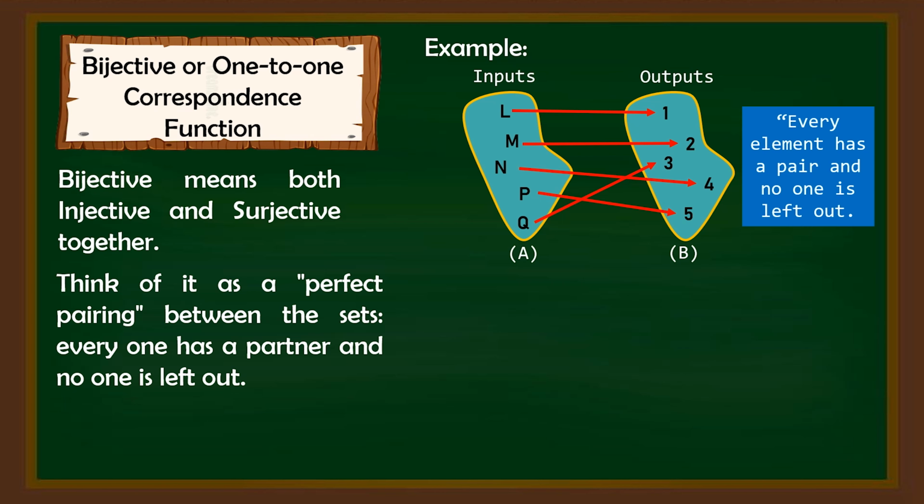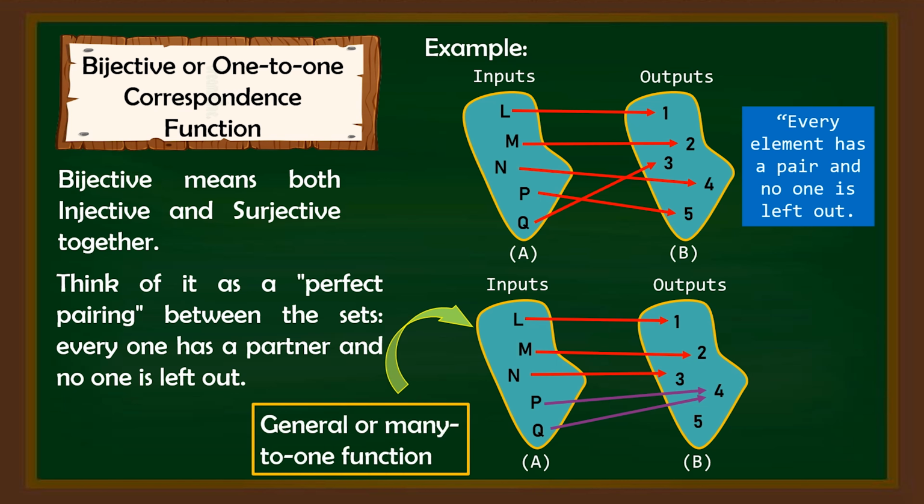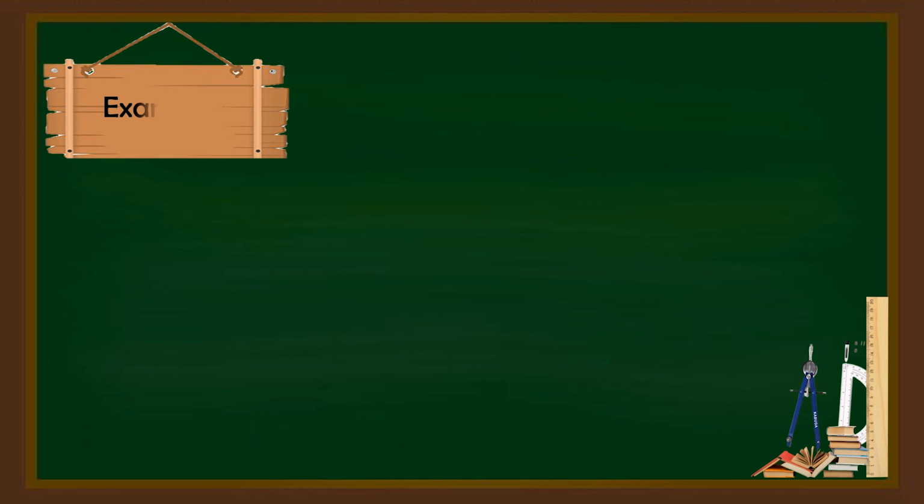How does a not bijective function look like? Consider the same elements from the previous example, where L is associated to 1, M to 2, N to 3, P to 4, and Q to 4. Obviously, this is not bijective, since 5 is being left out and 4 has two different elements of the input. In this case, this is an example of a general or many-to-one function.